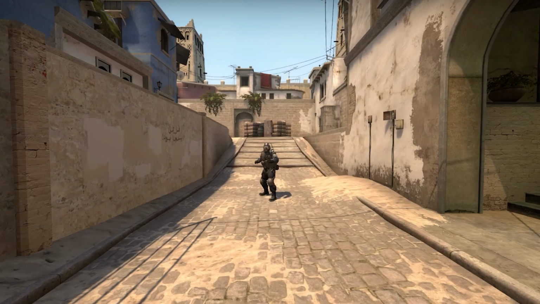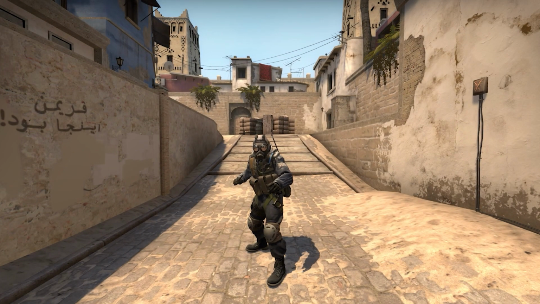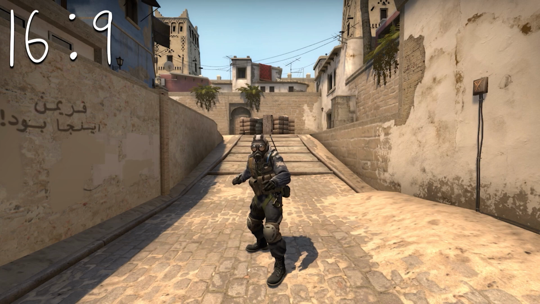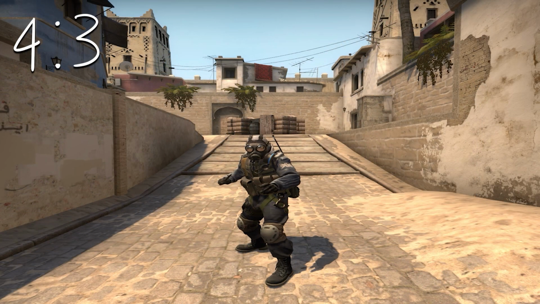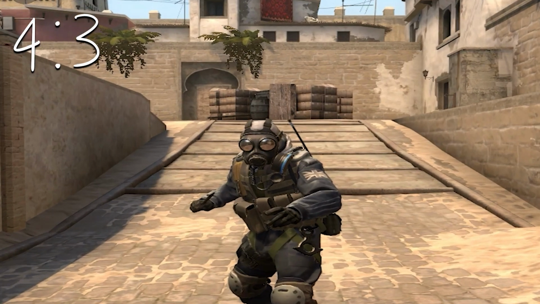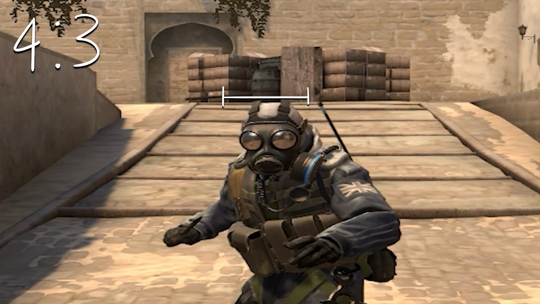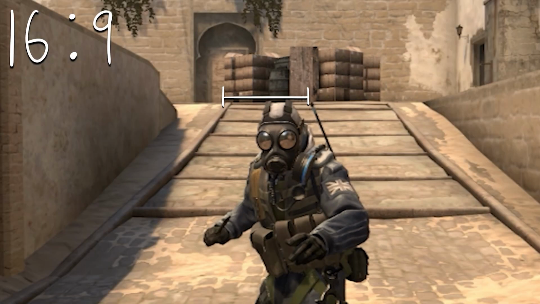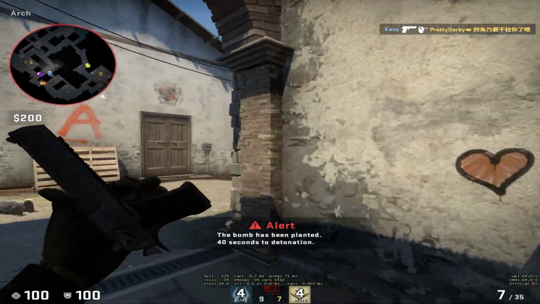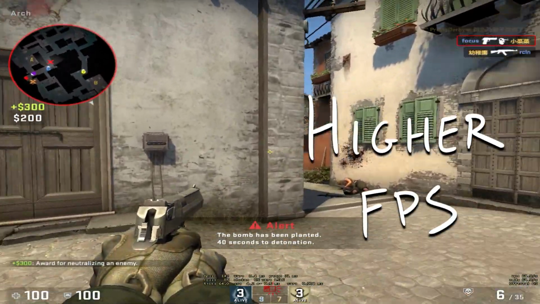Let me explain. Here's what the default player model in CS looks like on 16:9 native res. Now, here's how it looks on 4:3. On stretched, the heads of the player models are actually a little wider, making it easier to land headshots. Not to mention that the lower quality also meant higher frame rates.